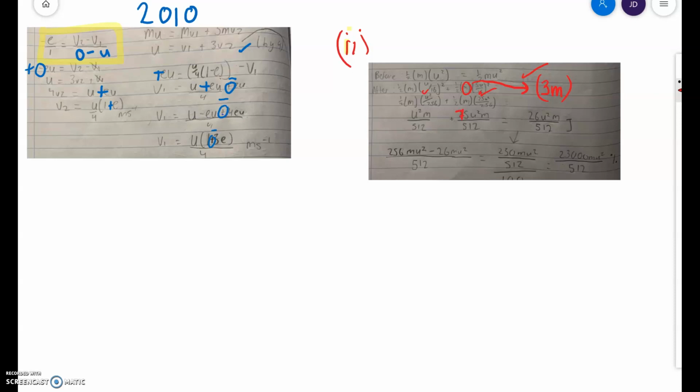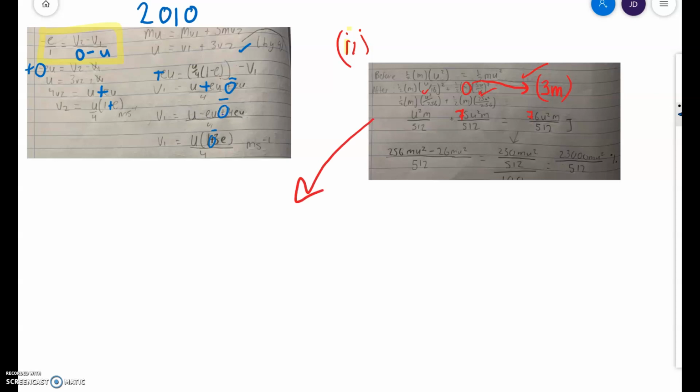75, which would give me 76 over 76 u squared m over 512. Okay, then when you do your taken away part, so I'm just going to have a look at how we do the taken away part.